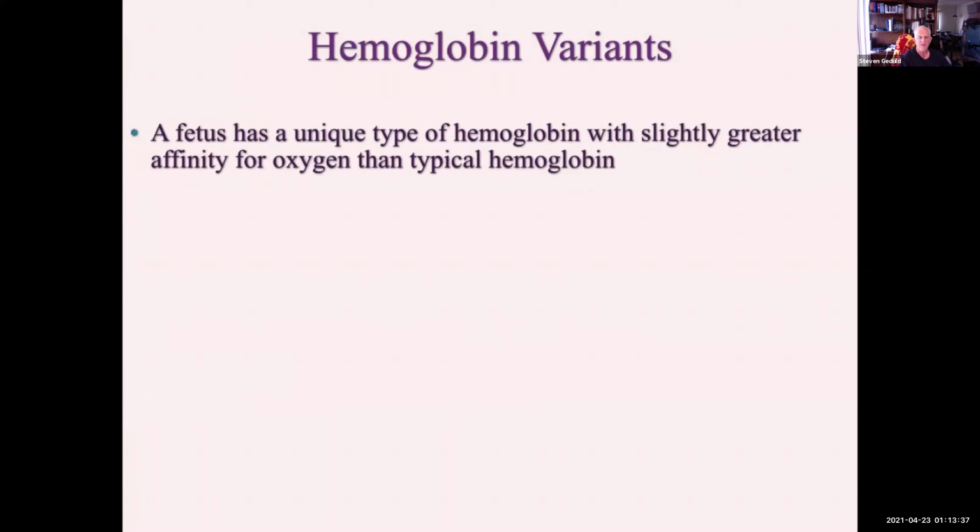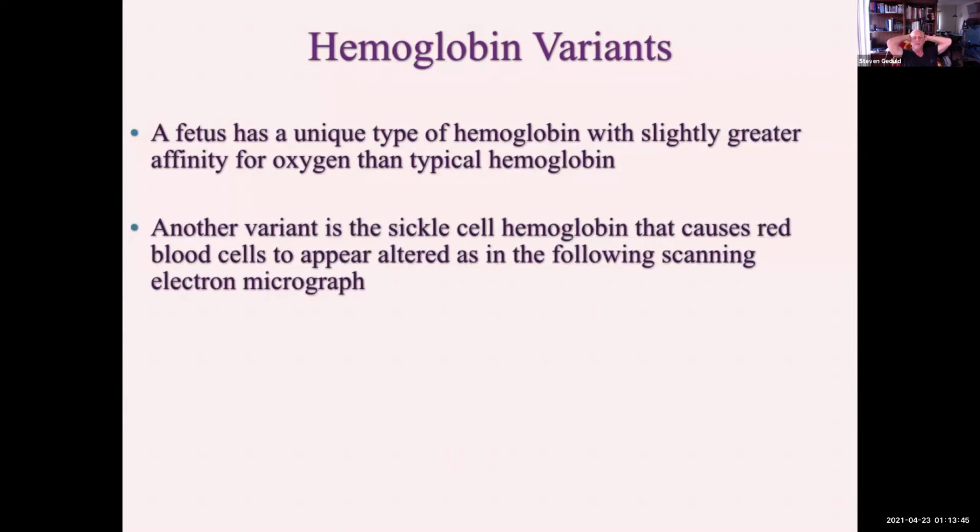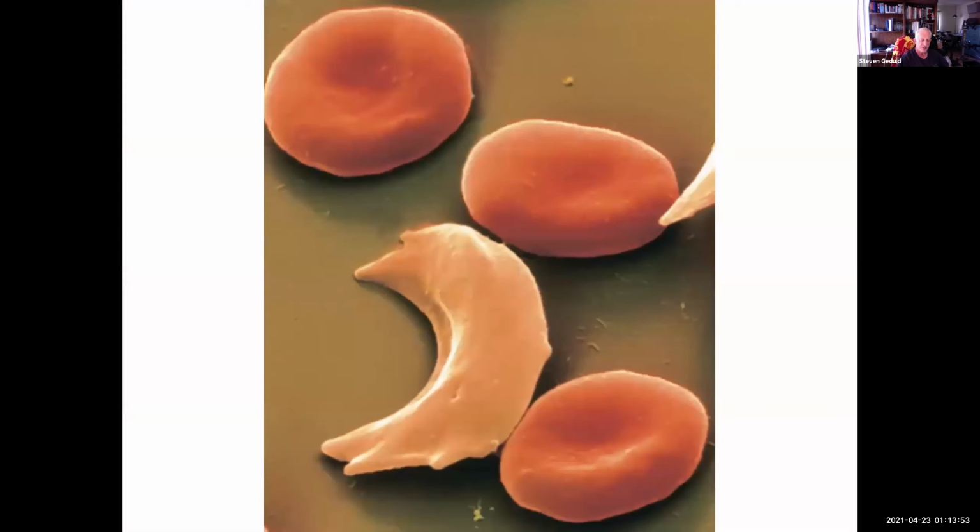Hemoglobin variants, where we can run into problems. Okay, a fetus has a unique type of hemoglobin with slightly greater affinity for oxygen than typical hemoglobin, right? That's our fetal hemoglobin we talked about. Another variant is sickle cell hemoglobin, which causes red blood cells to appear altered, as in the following scanning electron microscope image that you're going to see. Okay, this is a normal red blood cell, round, circular, biconcave. Oxygen can be absorbed in there very easily. This is a sickle cell, like in sickle cell anemia or sickle cell disease or sickle cell trait. That's what a sickle cell looks like. You can see that's not going to absorb oxygen like the other one.